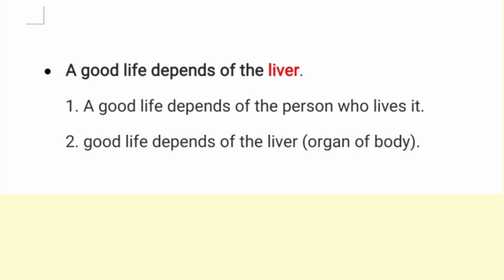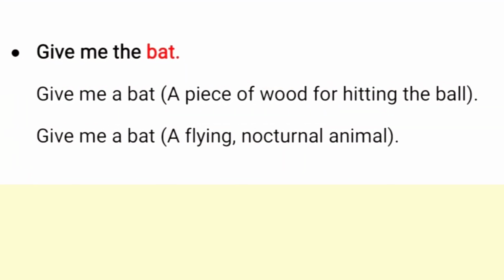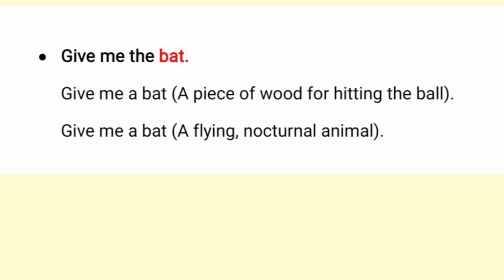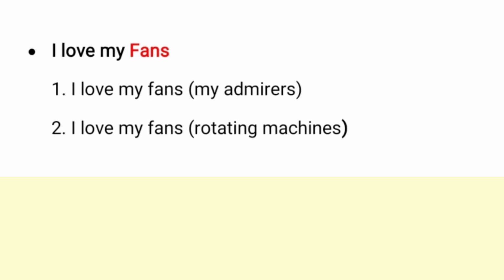Now let's see another example. Give me the bat. Now the word bat means a piece of wood for hitting the ball, right? And bat also means a flying nocturnal animal. So give me the bat means give me a piece of wood for hitting the ball, and it also means give me a flying nocturnal animal. See another example. I love my fans. Now fans means my admirers, and fans also means the rotating machines. So I love my fans means I love my admirers, and it also means I love my rotating machines.